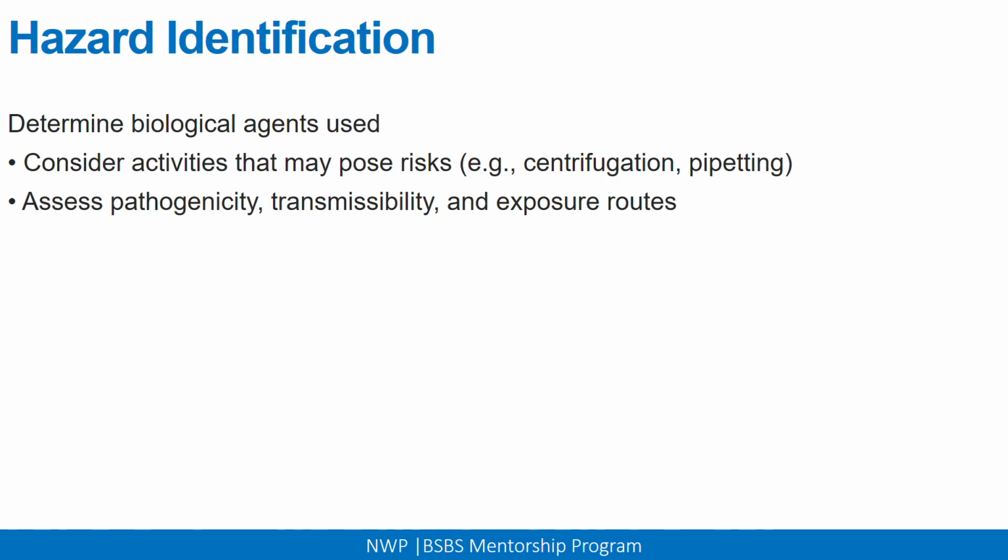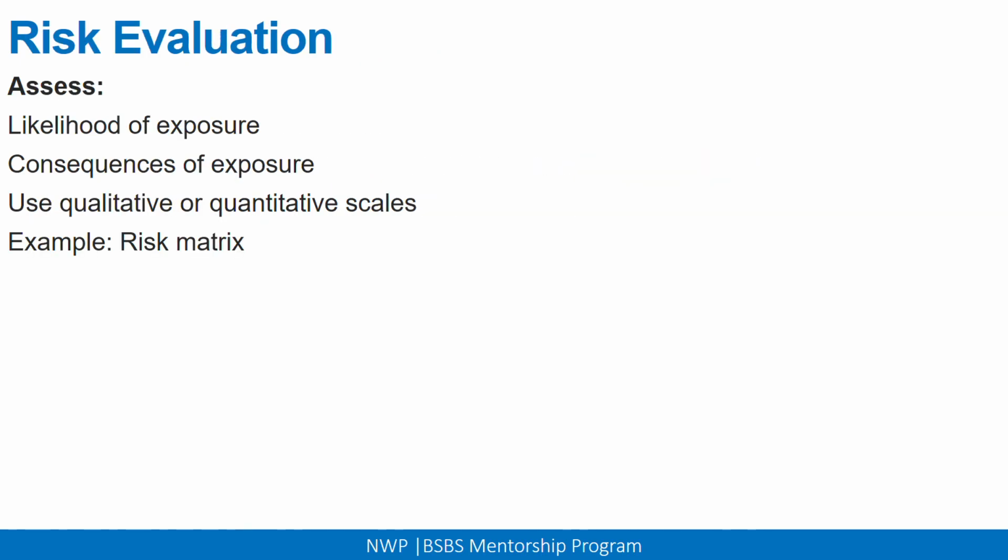Then also you need to assess the agent properties. So what are these agent properties? You need to look at the pathogenicity, the transmissibility, and also the different routes of exposure. All these will tell you something about where your likelihood and your consequences will fall once you start doing your risk evaluation. Under risk evaluation, this is where you are assessing what is the likelihood of exposure, and also what's the consequence if and when the exposure occurs. You can either use qualitative or quantitative scales. We're going to look at these different types. There are certain matrices that use quantitative determination levels for likelihood and consequence. Others will use qualitative.